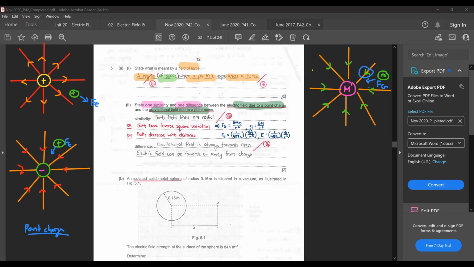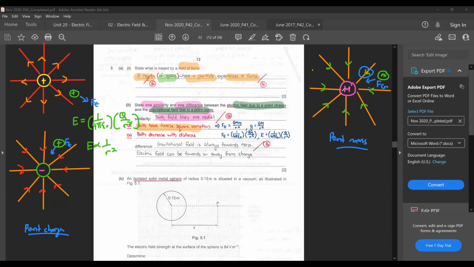So what is a similarity that you can see between your point charge and your point mass? It is this: your field lines are always radial. Both field lines are radial. And there are different answers that you can also say. You could say that both actually have an inverse square variation. When it comes to the electric field strength for isolated point charges, you will always use E equals 1 over 4 pi epsilon naught, Q over r squared. If everything else remains constant, E is inversely proportional to r squared.